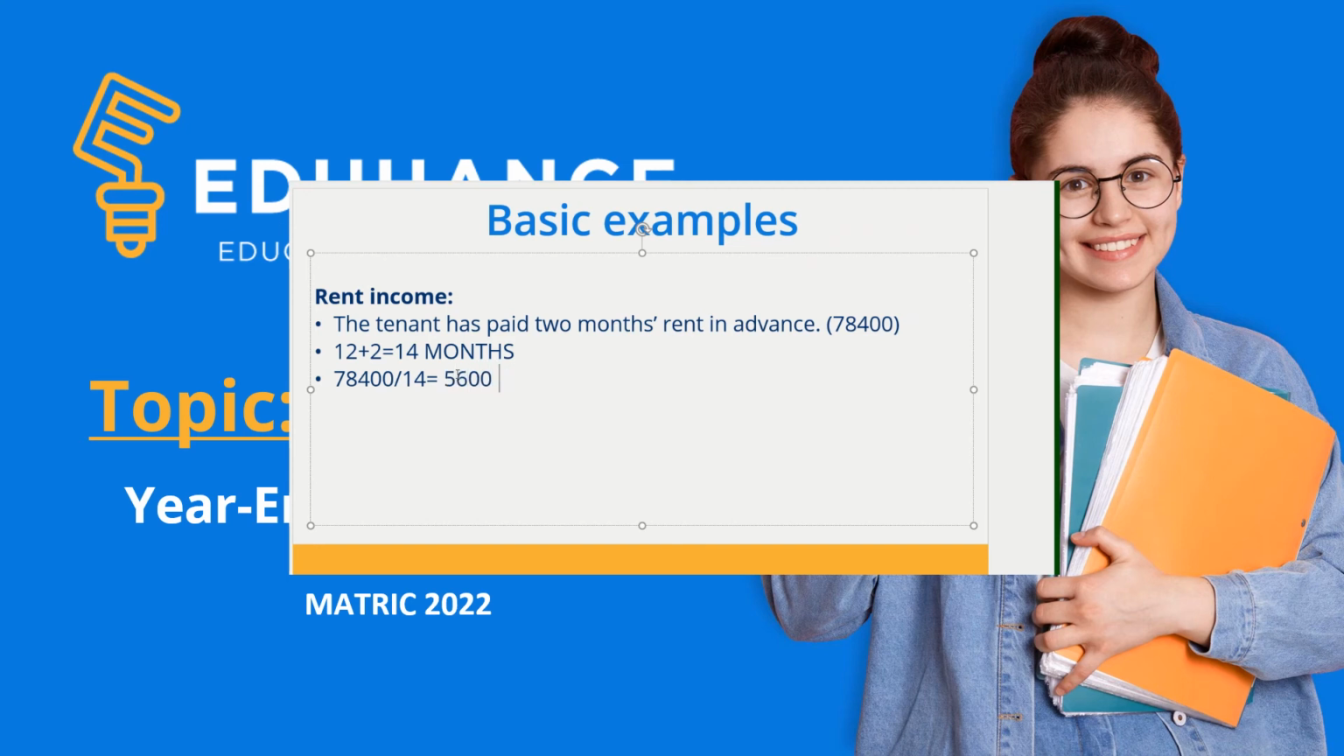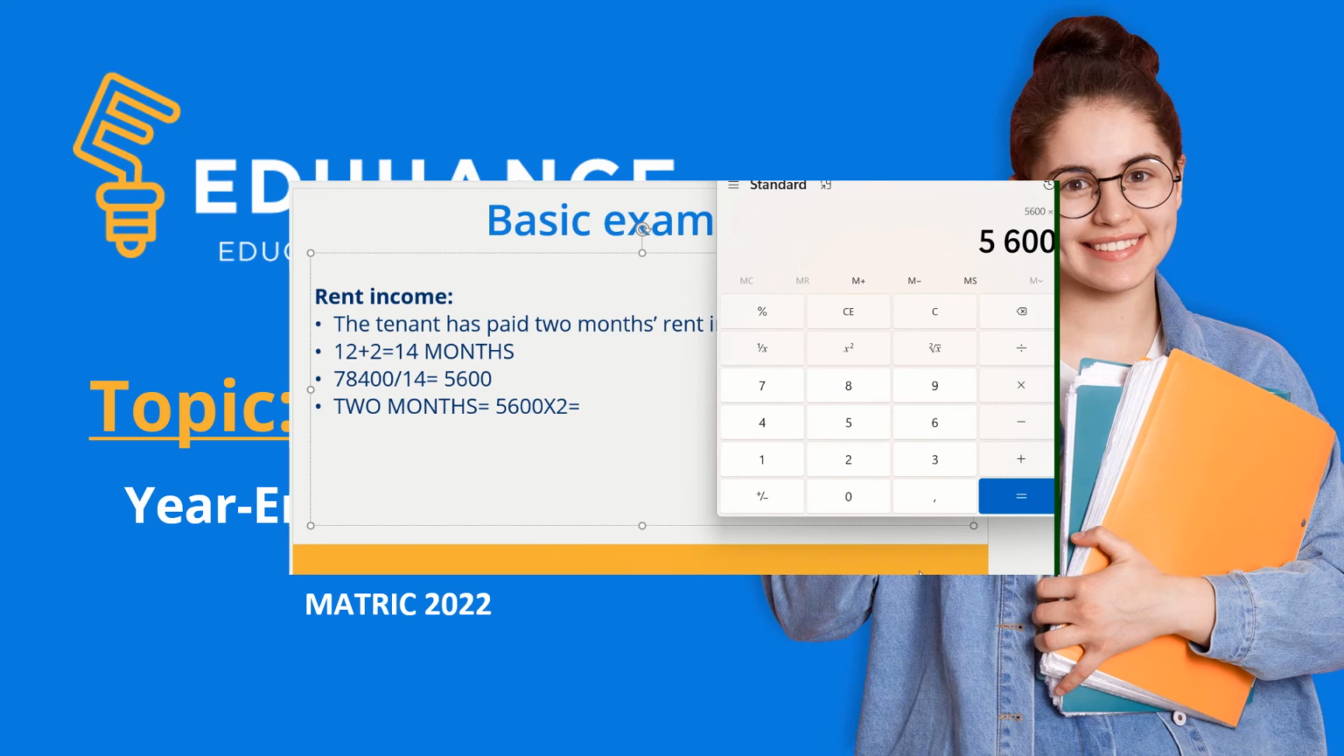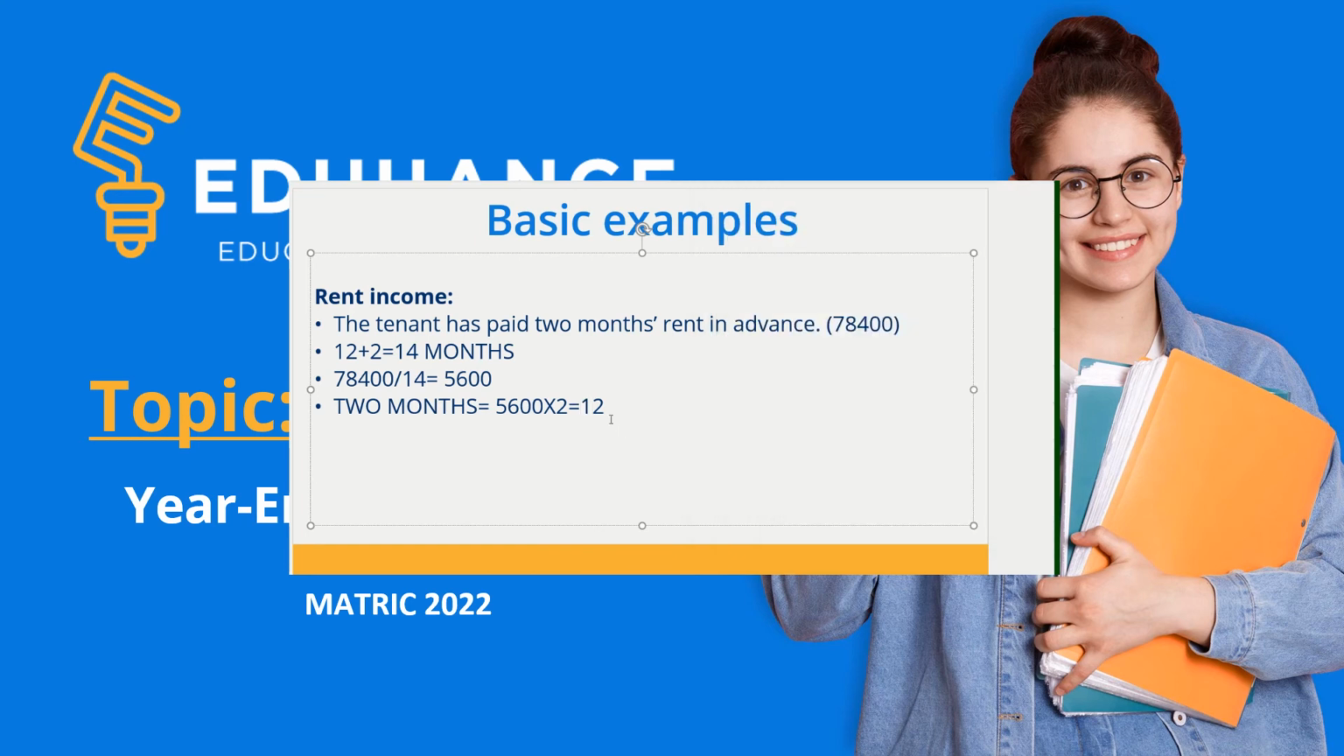For the 2 months that we paid in advance, we're going to say 5,600 times 2, which will give you 11,200, which was paid in advance. So what we're going to do here is take it out of rent income by debiting. Remember, an income increases on the credit side, so to decrease it, we're going to have to debit it by 11,200. And we are going to credit a liability called rent received in advance for 11,200.